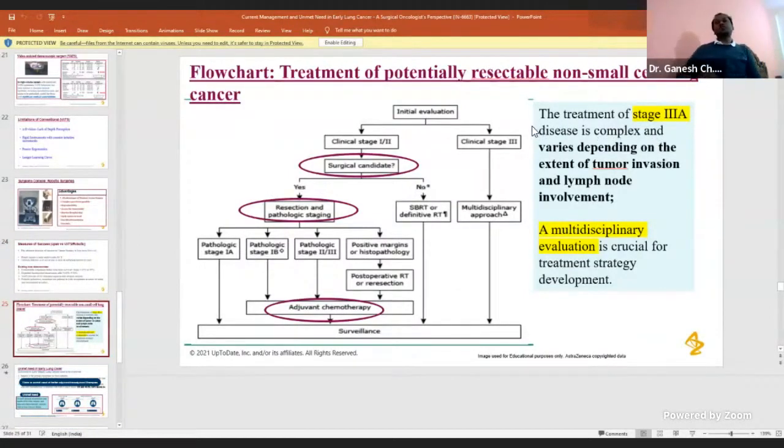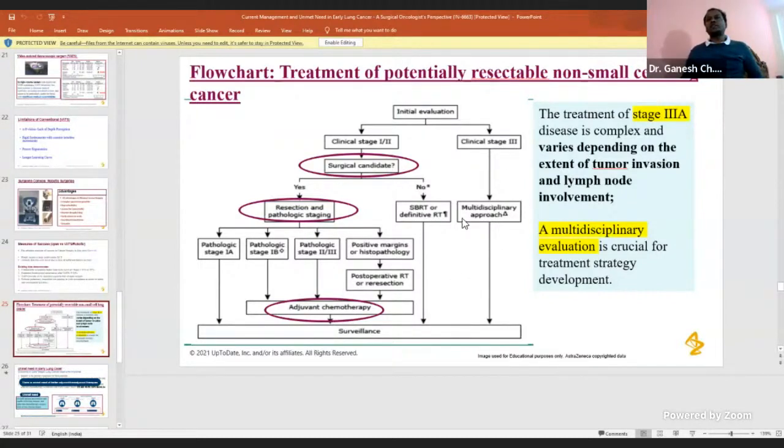So, this is the flow chart of how you proceed with local disease and locally advanced disease. Stage 1 to 2, if the patient is a surgical candidate and fit, then we do surgery and pathological staging. If not, we do upfront SBRT or definitive RT. After surgery, we can follow up with observation. If there is a positive margin, we will think about radiation. Otherwise, up to stage 2, 3, there is a role of adjuvant radiation and chemotherapy.